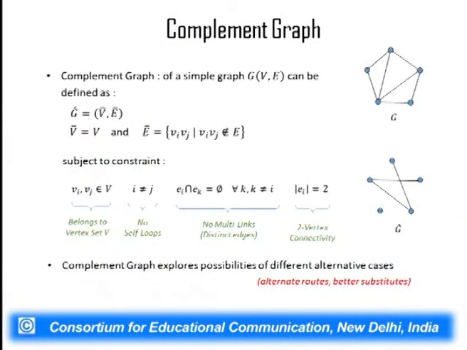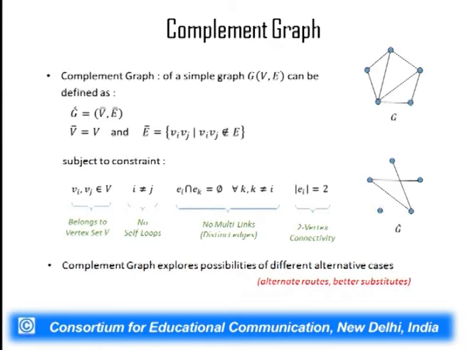Okay. Now what is the significance of generating a complement graph? One way of explaining is that it can be very helpful to find alternative routes in a network communication or in a transport graph, if the primary route is failing for some reason or other.